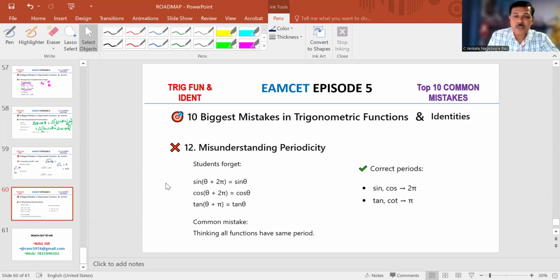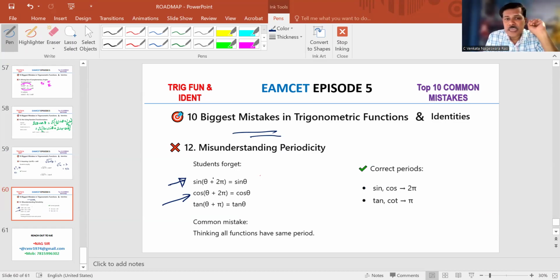What is the 12th one? I'm giving you another one: misunderstanding periodicity. This is one more thing here. Sine of theta plus 2 pi. 2 pi is 360 degrees. 360 plus theta comes into the first quadrant, where sin theta is positive. Cos of 2 pi plus theta also comes in the first quadrant, so that again is positive.